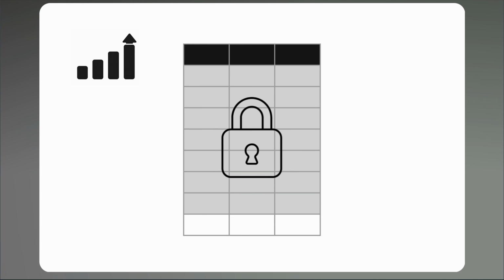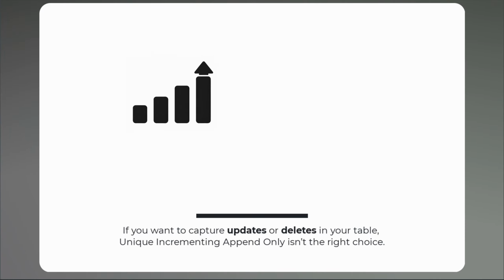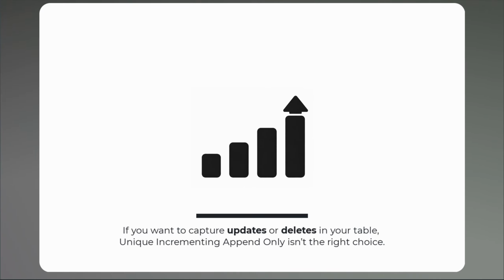UIAO is designed for tables where data is only appended. That means new rows keep getting added, but existing rows are never updated or deleted. This lets Hevo safely assume that any new data will always appear after what has already been ingested. If you want to capture updates or deletes in your table, UIAO isn't the right choice.